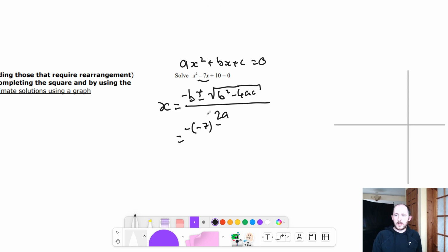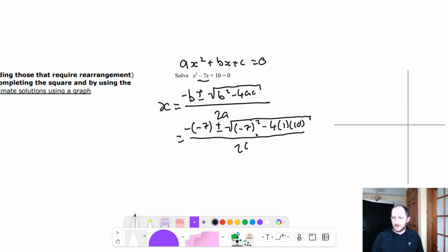Make sure you actually use your brackets, because sometimes students have just written minus 7 when this is a negative number, but it's minus of minus 7, which would make it plus 7. So just keep that in mind. And that is minus 7 squared minus 4. A is 1, C is 10, over 2 times 1. And you're going to get 2 answers.